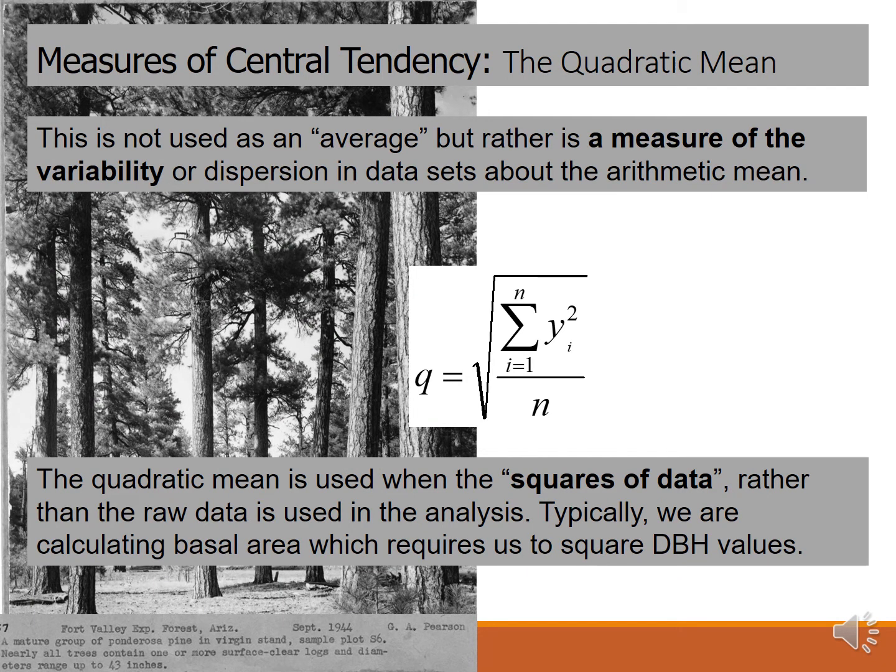The final measure of central tendency we will look at is the quadratic mean, which is not a typical average, but rather describes a measure of variability about the arithmetic mean. A common use of the quadratic mean is the quadratic mean diameter in forestry, which describes the diameter of the tree of average basal area.